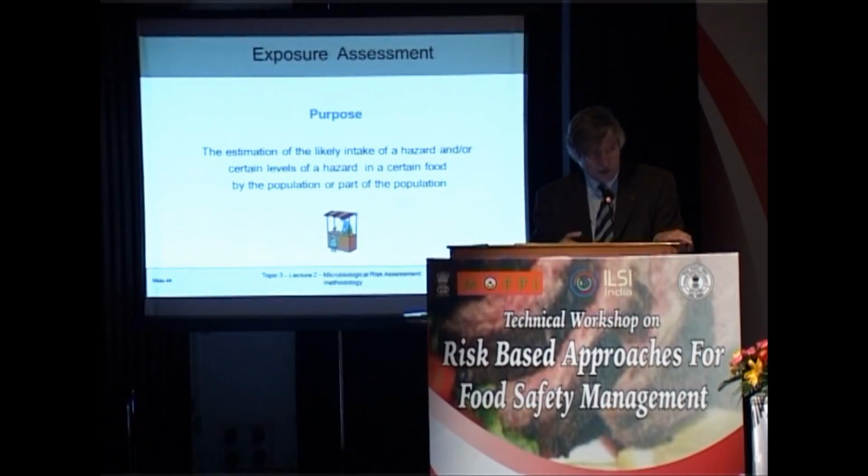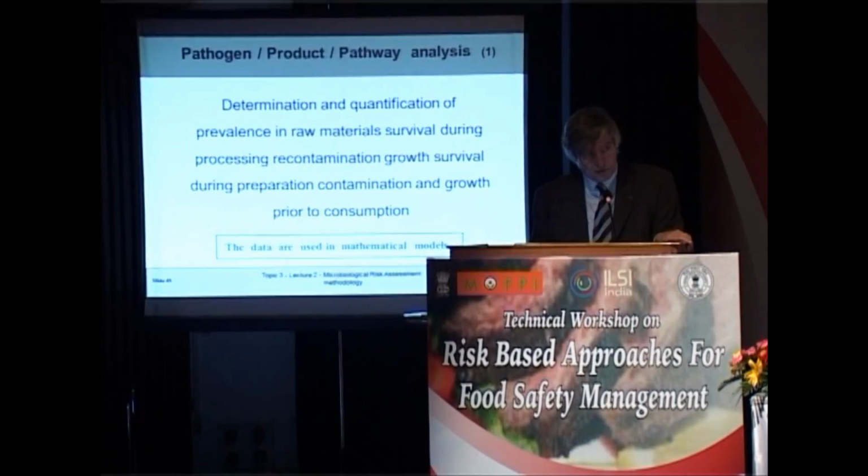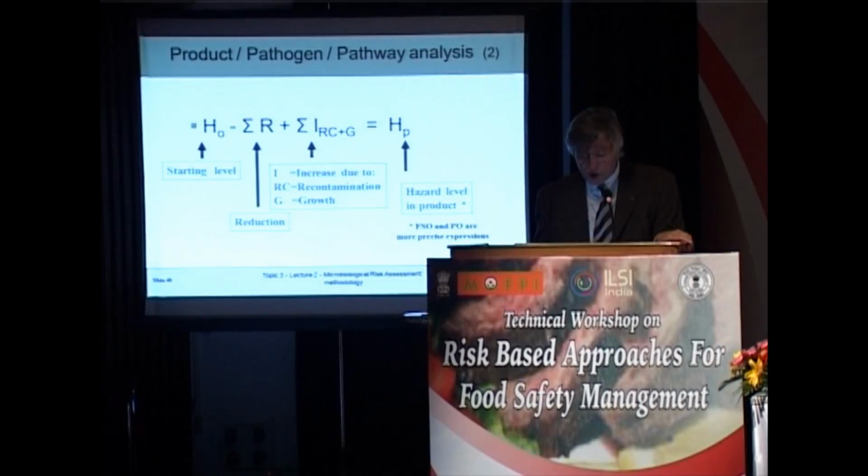If it's not the level of the organism, it can be, let's say, the level of the toxin, of course. And for instance, when we do a product pathogen pathway analysis, we look at primary production, transport, manufacturing and transport again, at retail, at food service, or at home. We look at all those points to understand the level of the organism relative to what is happening in that step. So what is done in terms of handling, processing, environmental conditions such as cooling.